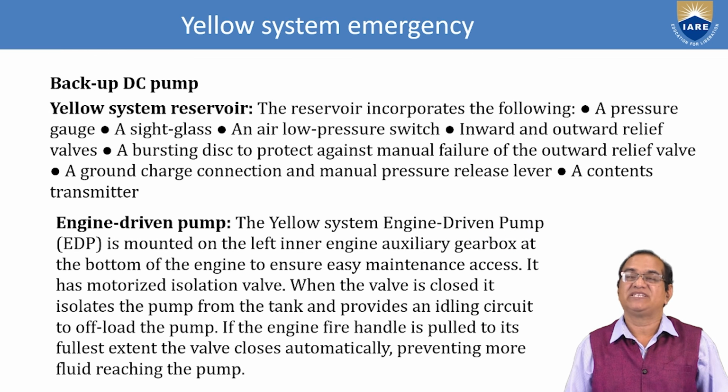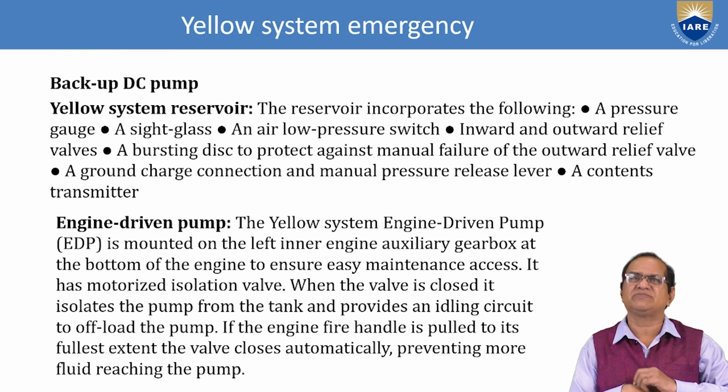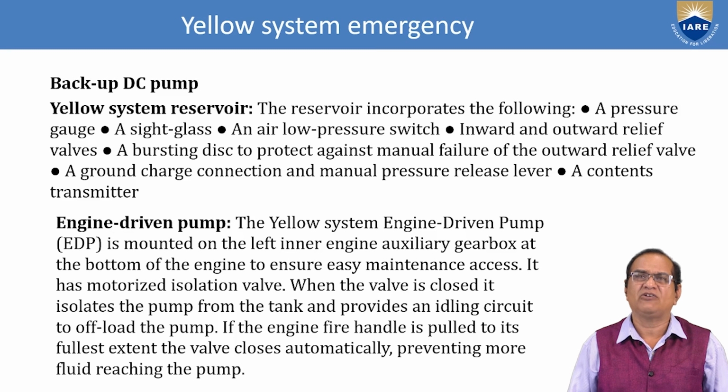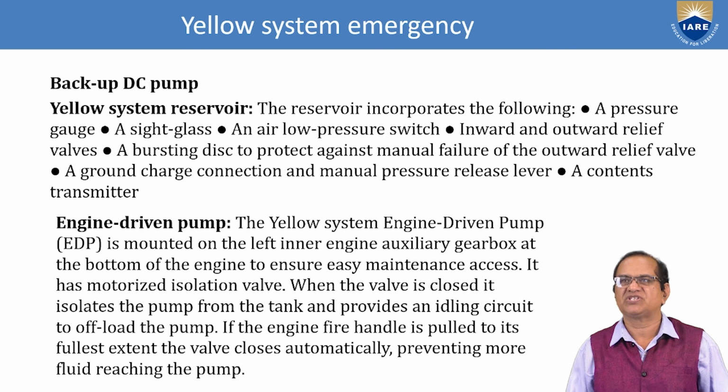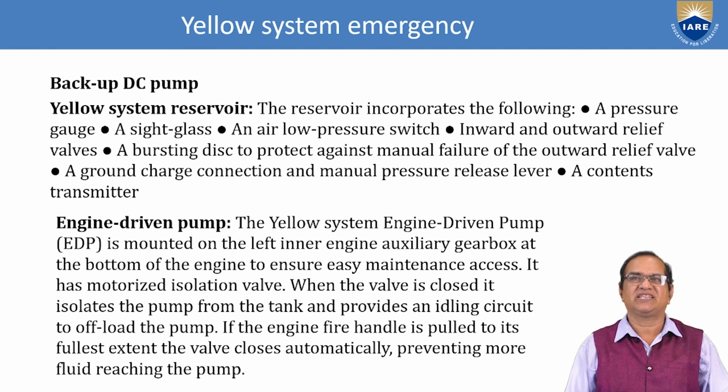So the yellow system emergencies. What are the yellow system's emergencies? In this we have the backup DC pump. The yellow system reservoirs incorporate the following: a pressure gauge, a sight glass, an air low pressure switch, inward and outward relief valve, a bursting disc to protect against manual failure of the outward relief valve, a ground charge connection and manual pressure release lever, and a content transmitter.